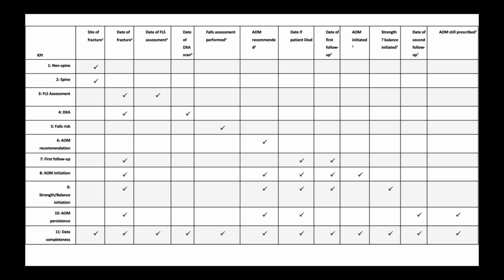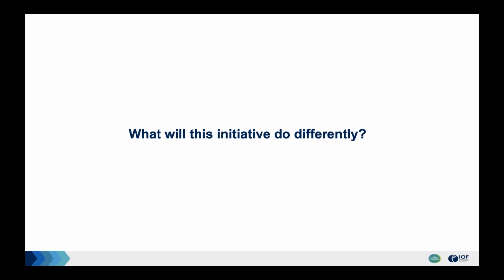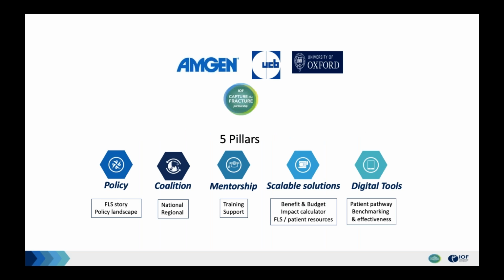I know the time only got a few minutes left. I just want to make an important announcement. I don't know if you were on Twitter yesterday, Serge, but was it 2 days ago, we had a really important launch of a capital fracture partnership, which is led by the IOF. And this is the response from Philippe Halbou, and this is a global initiative to really drive FLSs, and we'll use the KPIs as a key ingredient. And what will we do differently? Well, we've set up 5 pillars of activity, from policy, coalition, mentorship, scalable solutions, and digital tools, and these will develop resources that can then be used by FLSs across the world. We've got our priority list of countries to go to, but even if you're not a priority country, these tools will be available for you to adapt and implement locally in your healthcare system.